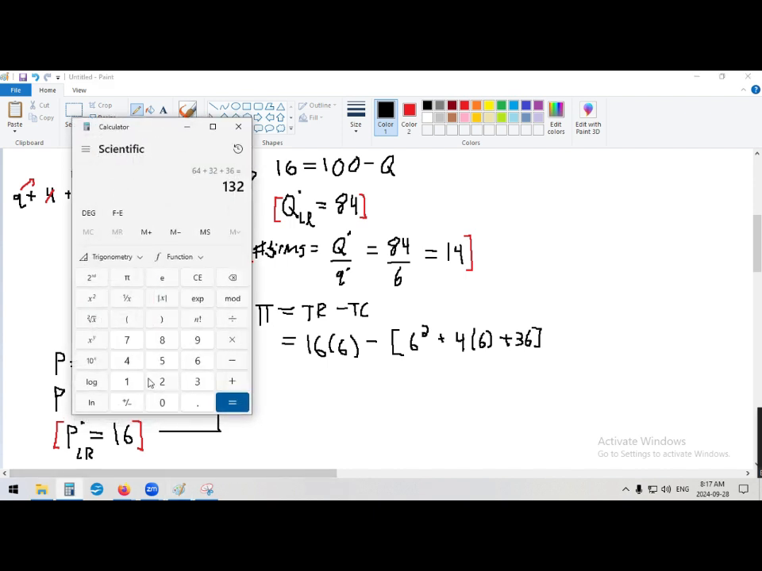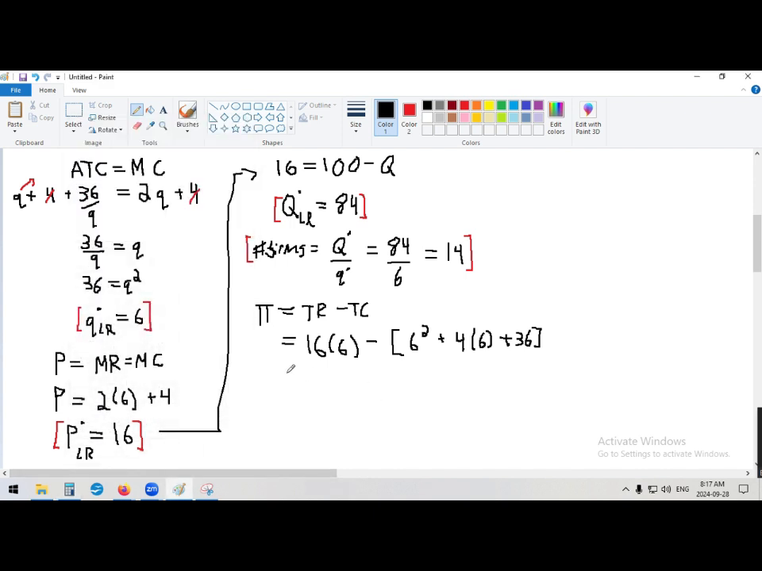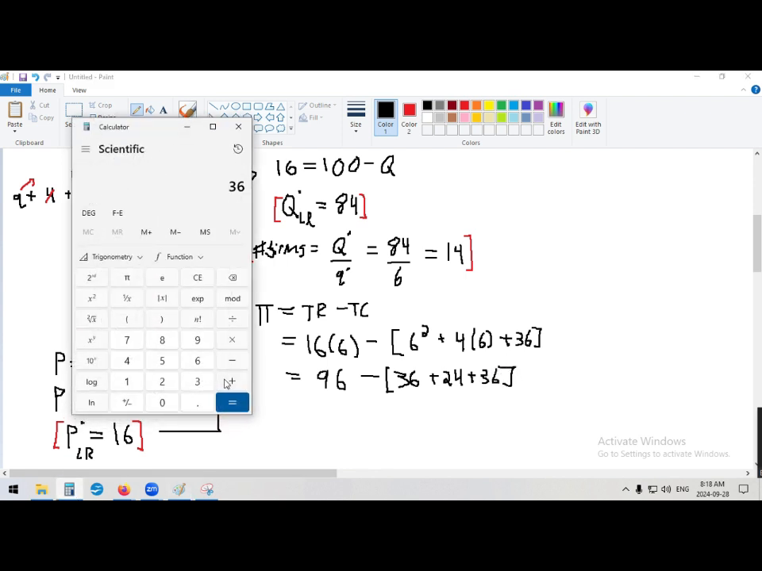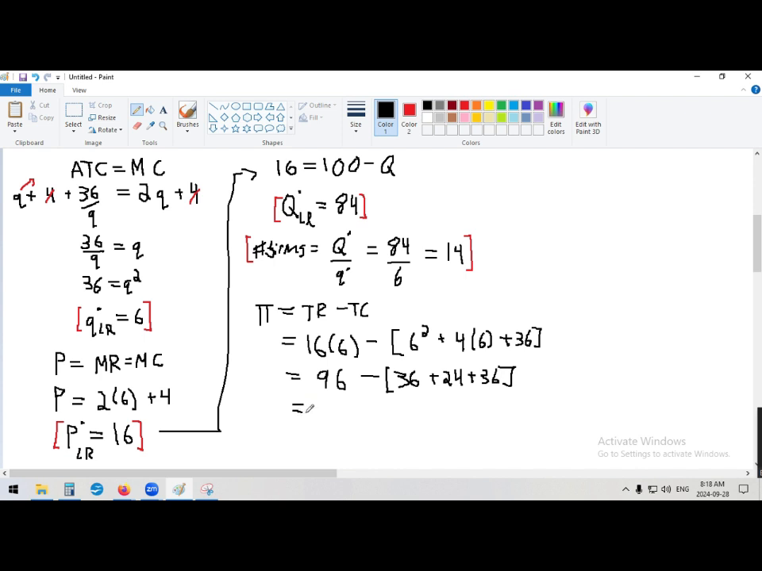So let's see, what do we get here? We get 16 times 6 in the front, so we get 96. Minus, let's see, we have 36 plus 24 plus 36. So if we add up all those numbers here, 36 plus 24 plus 36, that'll be 96. So of course 96 minus 96 is 0 for the profit.